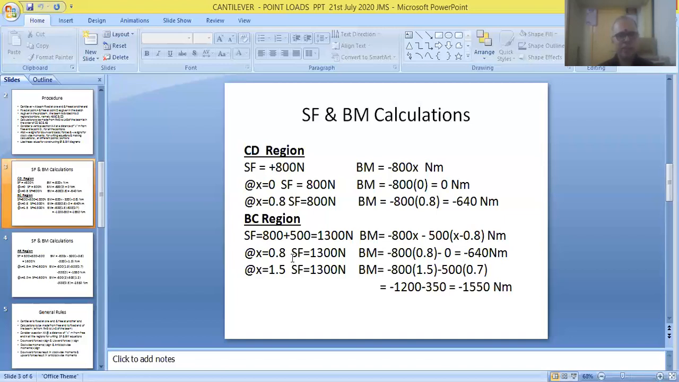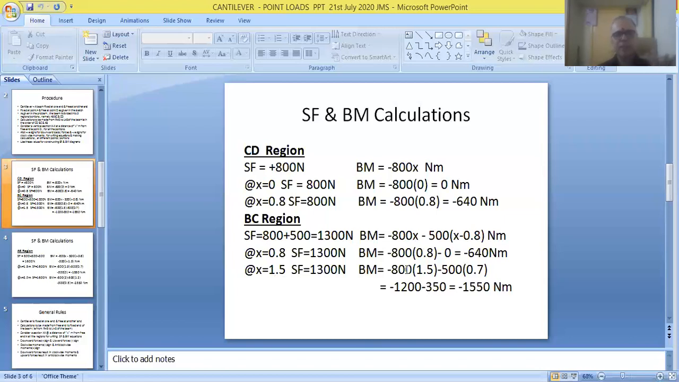And friends, we can see the limits. For the second region, the lower limit must be taken as 0.8, the upper limit to be taken as 1.5. The shear force equation is free of x values. So therefore, this is given as 1300 newtons. This is also given as plus 1300 newtons. Now coming to the bending moment equation. Firstly, you substitute the value of x as 0.8 in this equation, you get the first value. Take the value of x as 1.5, so you will be getting the second value.